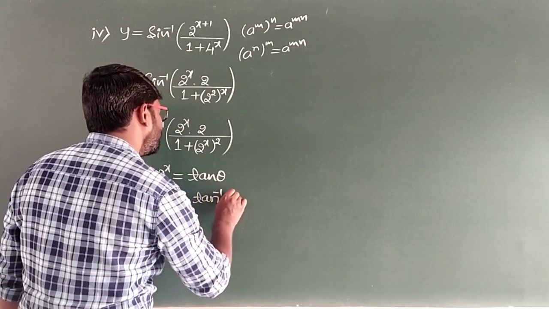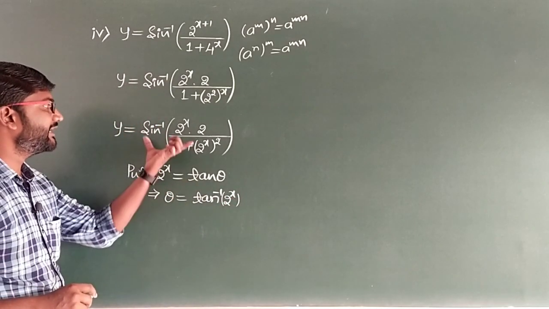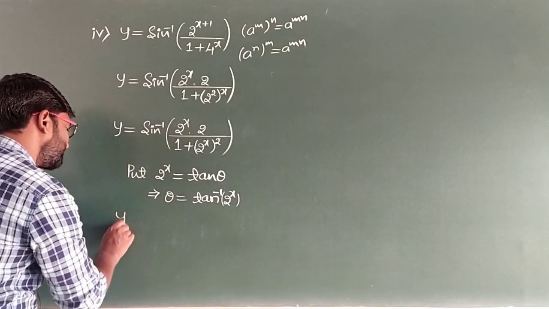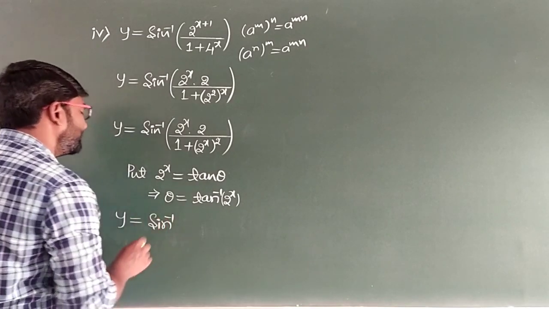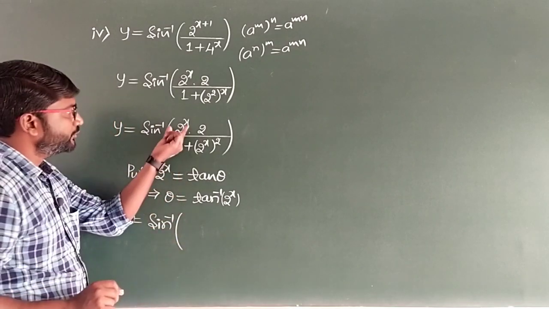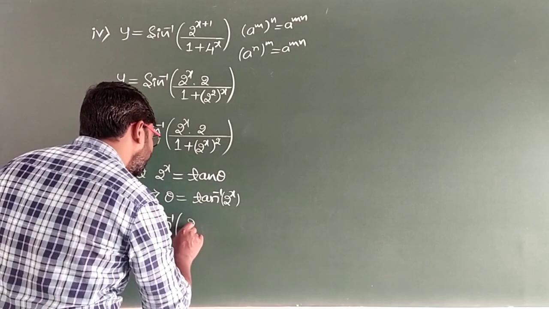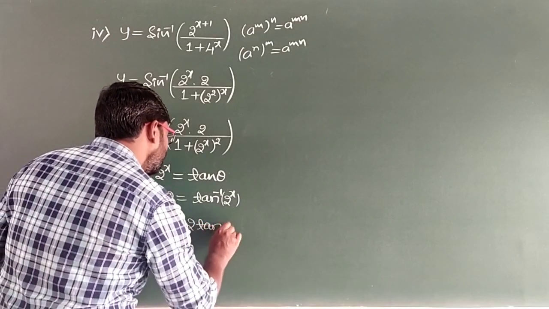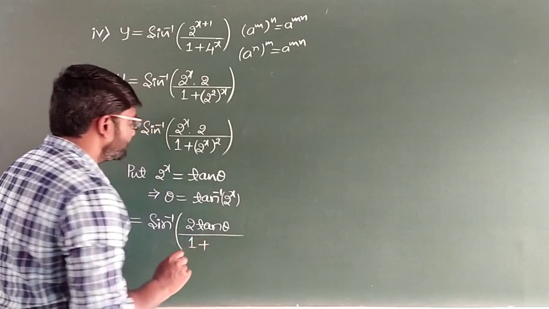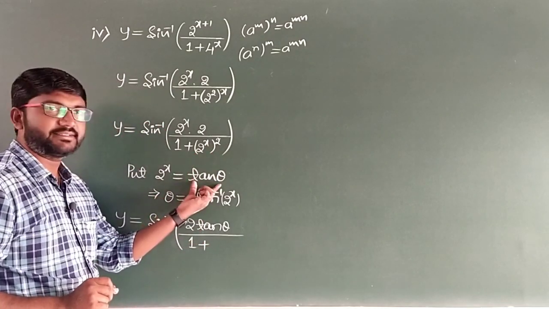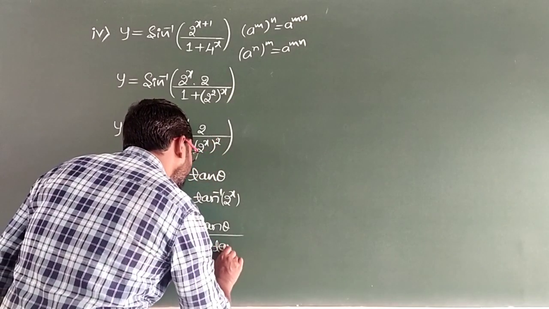So theta is equal to tan inverse 2 raised to x. With this information we will have to rewrite the given function y, which is equal to sin inverse of 2 power x, that is tan theta, into 2, or 2 tan theta, both are same. 2 tan theta divided by 1 plus 2 raised to x is nothing but tan theta, so tan theta the whole square, that is nothing but tan square theta.